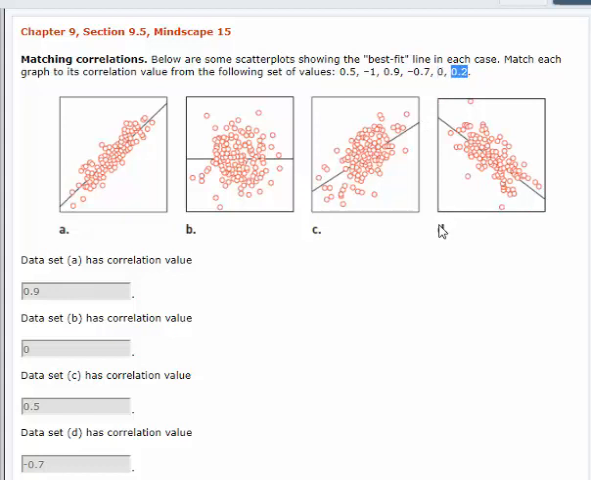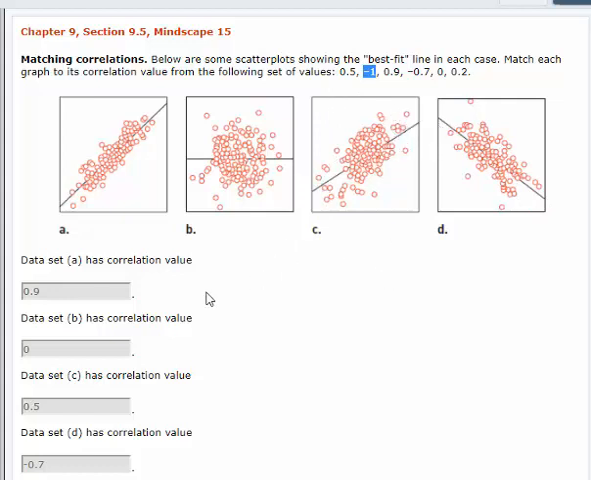First off, there are 6 values, but only 4 graphs. So 2 of the values are definitely not going to be part of it. You can tell -1 is not represented in any of these graphs, because when you have a correlation value that's either 1 or -1, it means the data follows a straight line. So -1 would mean that the little circles go right in a straight line, which they're not. They're kind of all over the place. Same thing with +1. So it can't be -1 or 1.